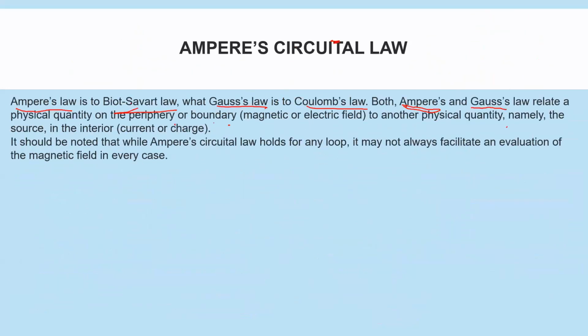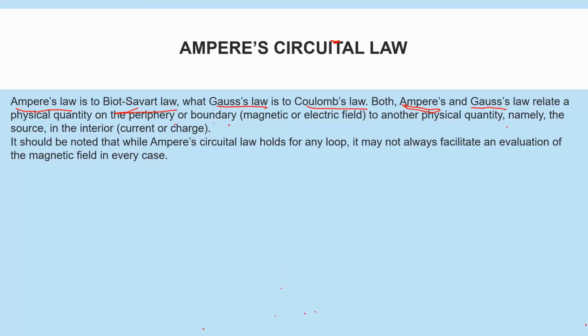Over here you can see we are considering the source as the current that is passing across the surface or closed loop. So it needs to be noted that Ampere's circuital law holds for any loop. It may not always facilitate an evaluation of the magnetic field in every case. Even though it is giving you a very simplified representation of a closed loop which is carrying current, it may not always help you understand the magnetic field in other kinds of physical cases.